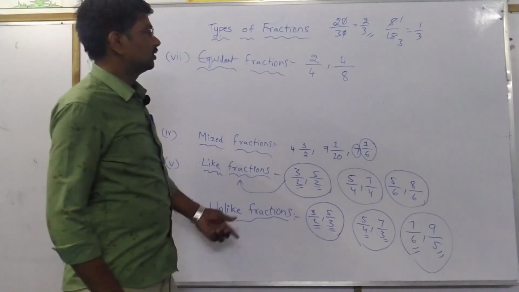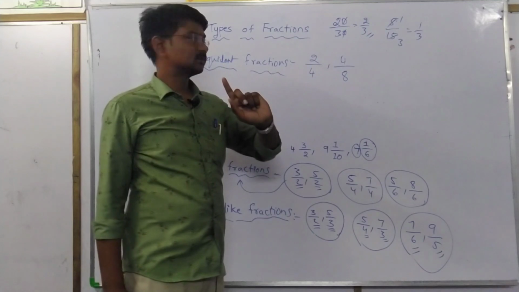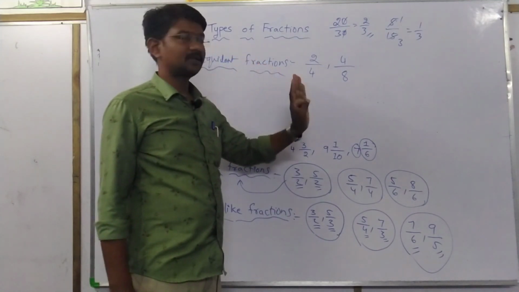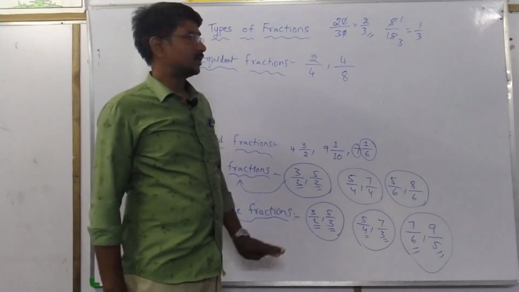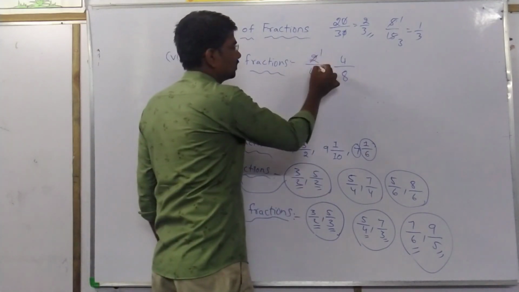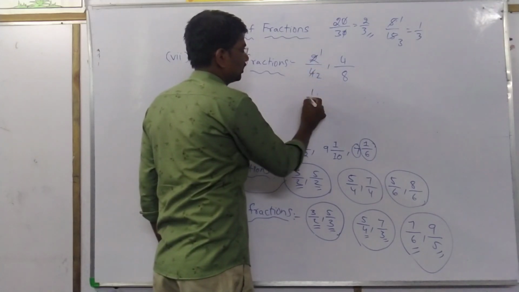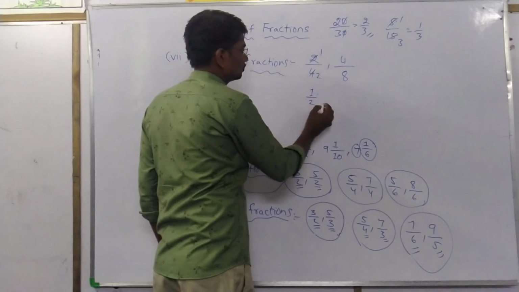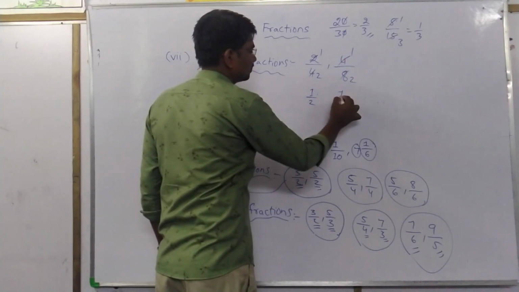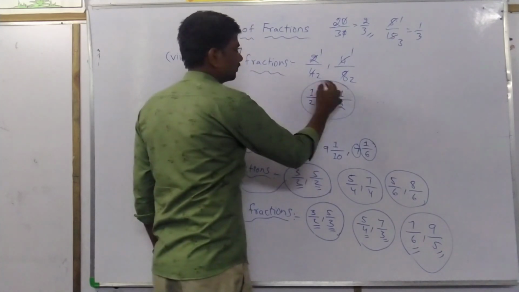Here, if two fractions after reducing are giving the same value, they are called equivalent fractions. See, 2 ones are 2, 2 twos are 4. What is here? 1 by 2. 4 ones are 4, 4 twos are 8. So this is also 1 by 2. So these are equivalent fractions.